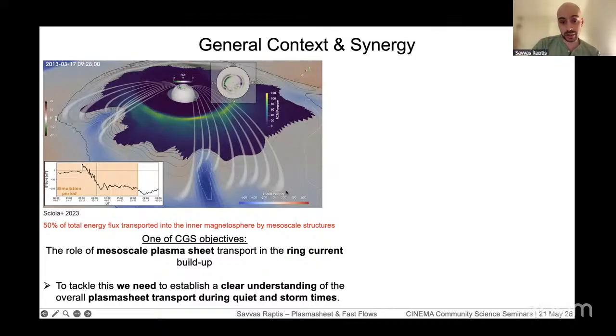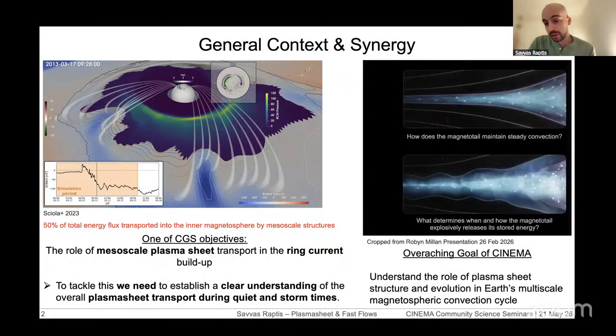In order to understand this, we need to have a clear point of view on what happens to the plasma sheet, both during quiet conditions and during storm times. And of course, also understand how the global convection patterns and the mesoscale ones are, in order to see the relative effect. And this brings us to CINEMA, where the actual overarching goal of CINEMA is to understand the role of plasma sheet structure and evolution in Earth's multiscale magnetospheric convection cycle. So there's a lot of synergy between those projects, and I'm really hoping that CINEMA will be able to answer a lot of the questions we still struggle with using the data we have today.